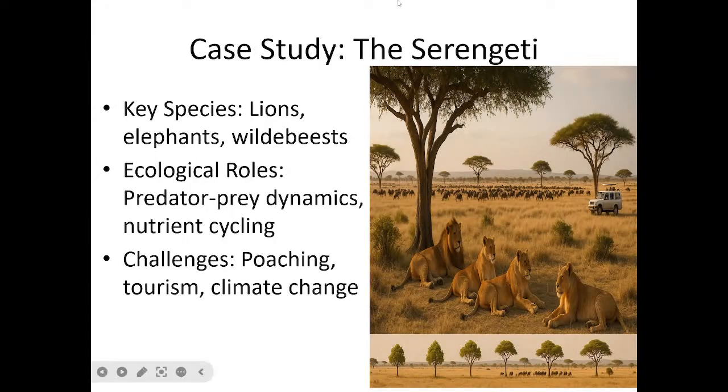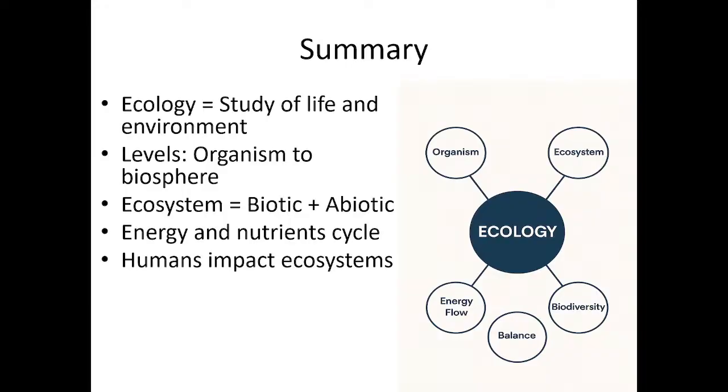Okay, and a case study like this Serengeti: key species like lions, elephants, wildebeests. So these are key species in this Serengeti ecosystem. Ecological roles, they play a very vital role in predator-prey dynamics, thereby recycling the nutrients. Then the next one is poaching. Challenges faced by this ecosystem are poaching, tourism, as well as climate change.